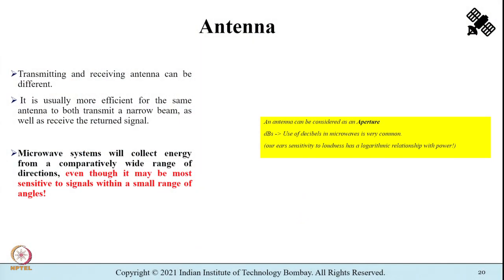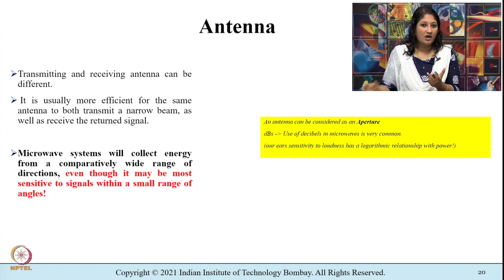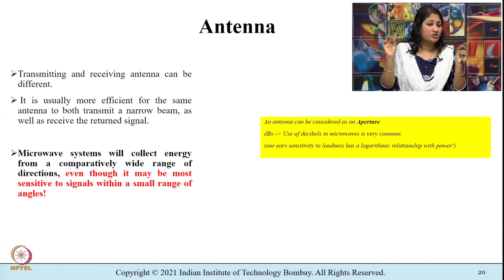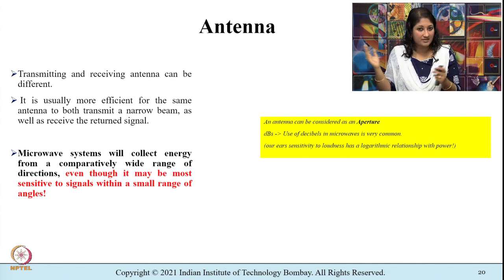Now, at this point, let me again mention that the transmitting and receiving antennas can be different, okay. But then it is usually more efficient for the same antenna to both transmit a narrow beam as well as receive a return signal. And microwave systems, as mentioned here, will collect energy from a comparatively wide range of directions, even though it may be most sensitive to a small range of angles.